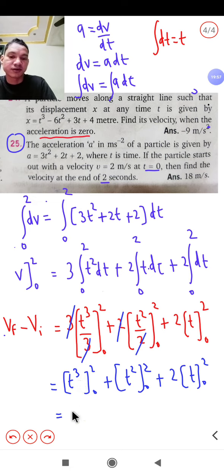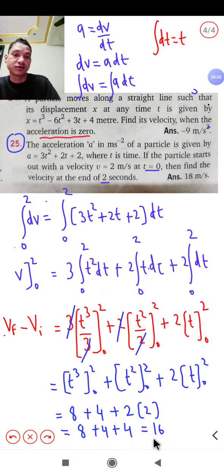Put 2 in place of t, so 2 का क्यूब कितना हो जाएगा, 8. Minus 0, so there is no need to write that. Okay, put 2 here, 2 raised to 2, that will be 4, plus 2, and put 2 here. Minus 0, but because it is minus, I am not showing it. Okay, 2 to 4, right? So on this side I'll get 16.